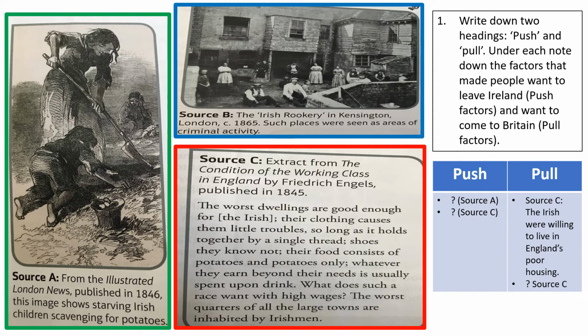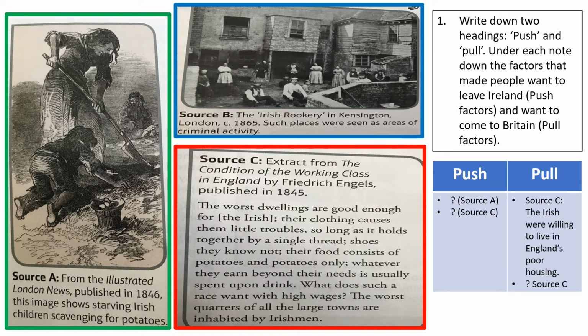So we're going to finish off with a little bit of source work as well. Three sources: source A, B and C. Your first task is on the top right of your screen. Write down 2 headings, push and pull. Under each, you need to note down the factors that made people want to leave Ireland, the push factors, and also the factors that made them want to come to Britain, the pull factors. We've done this before in previous lessons, so that should be fairly straightforward.